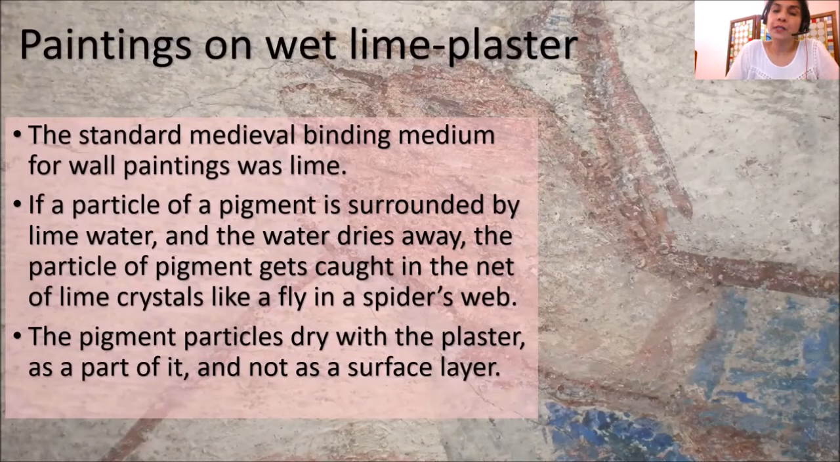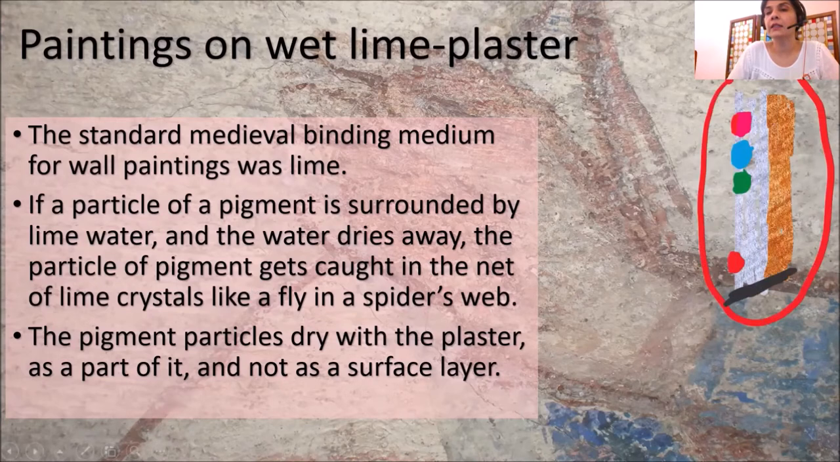Now, if a particle of pigment is surrounded by lime water, this is what is happening. You can see in the background picture, which I have taken from the internet, that the pigment is ingrained in the surface, the lime plaster. So if a particle of pigment is surrounded by this lime water and the water dries away, the particle of pigment gets caught in the net of lime crystals, like a fly in a spider's web. So the pigment particles dry with the plaster as a part of it and not as a surface layer.